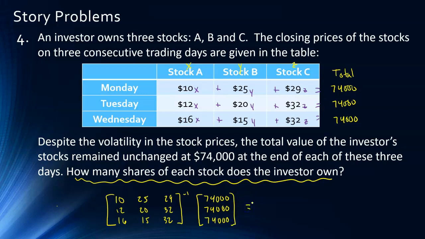And I'll just tell you, when you do that, you get stock A would be 1,500 shares. Stock B, he has 1,200 shares. And stock C, he has 1,000 shares. So you would just do that on your calculator, and those are the values you would get. All right, so that's how you can apply what we just did to a story problem. So good luck now as you work on your assignment.